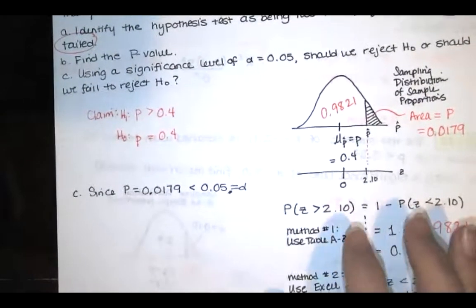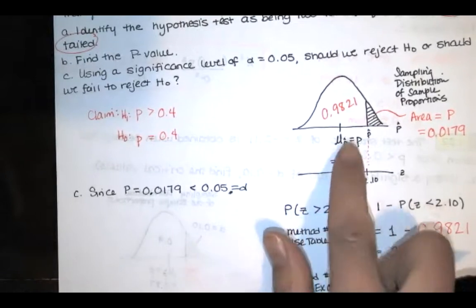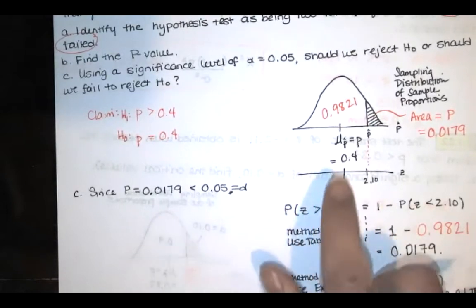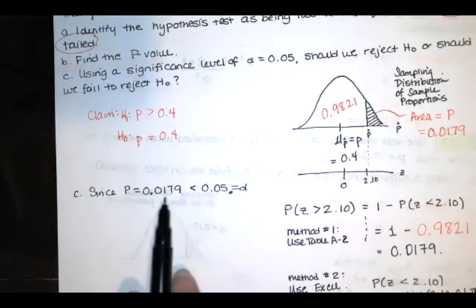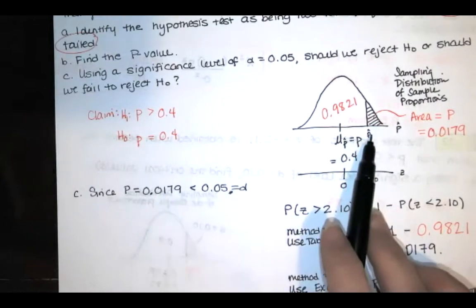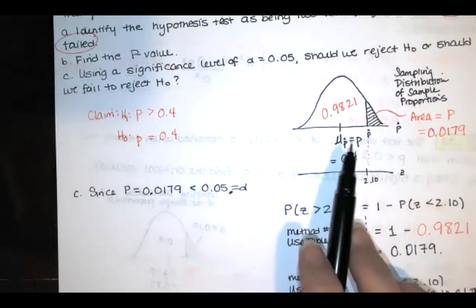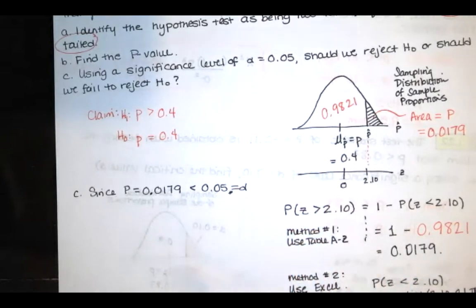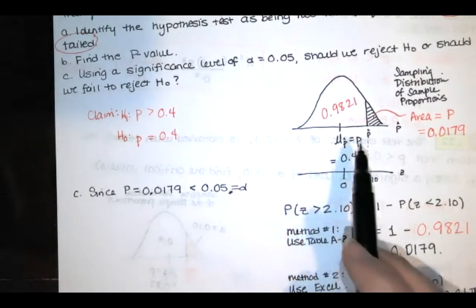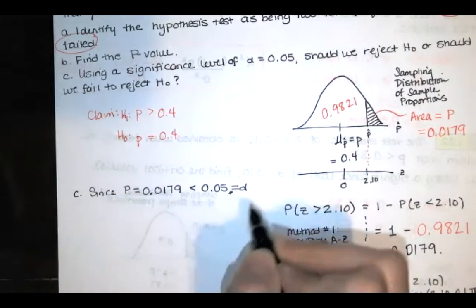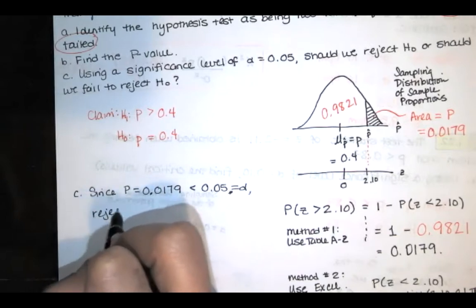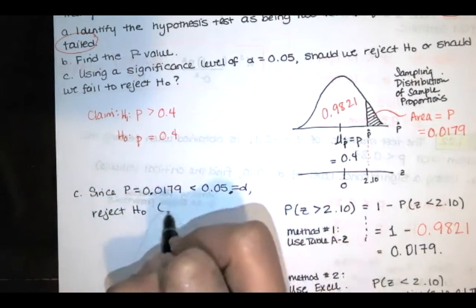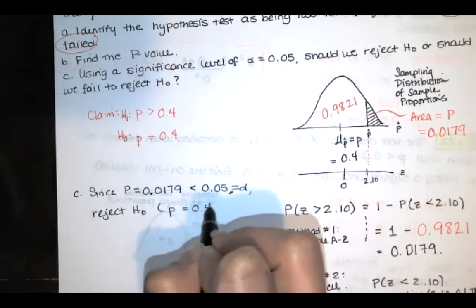So we assumed that we were looking at a sampling distribution of sample proportions, and the mean of the sample proportions is equal to the population proportion. Since it's so rare to get a p-hat that extreme when the true population proportion is 0.4, we're going to reject that idea that p is equal to 0.4. So we're going to say, since p is less than alpha, we reject the null, which says that p is equal to 0.4.